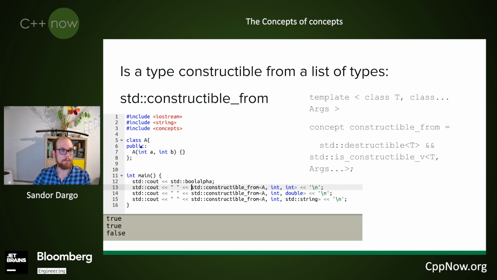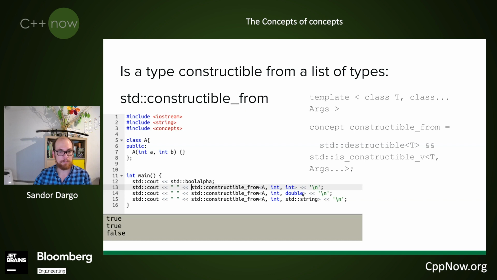So I kept the same class A, which takes two integers, and with std::constructible_from, we can check that the type that comes at the first position, if it can be constructed from the rest of the parameters. So you see, we can have as many parameters as we need. And the first one is obvious. From two integers, A can be constructed.